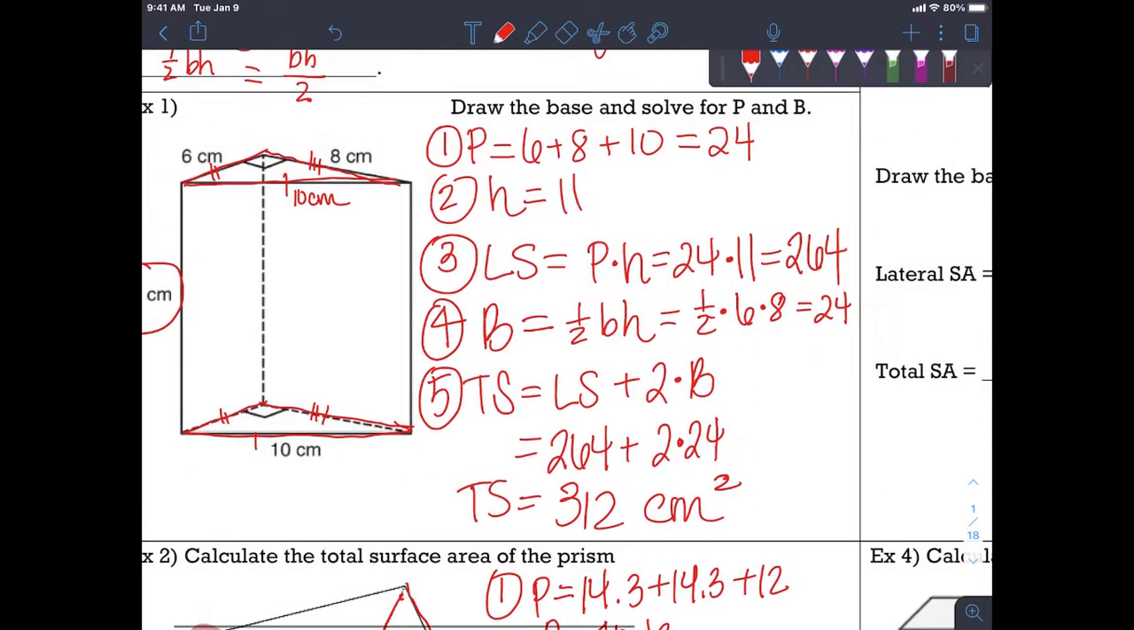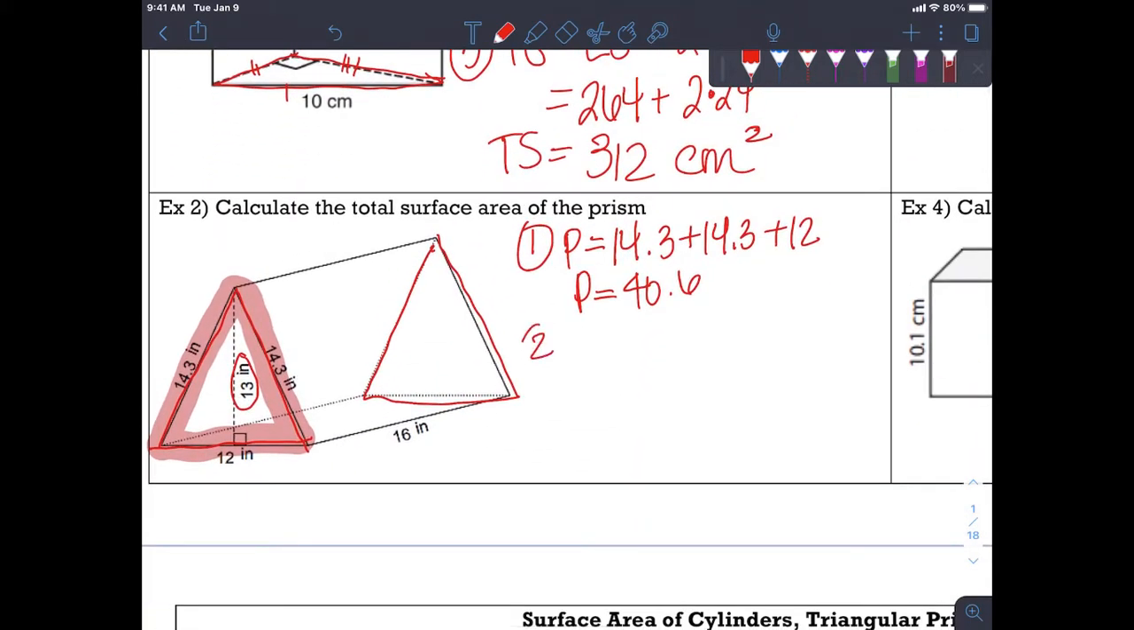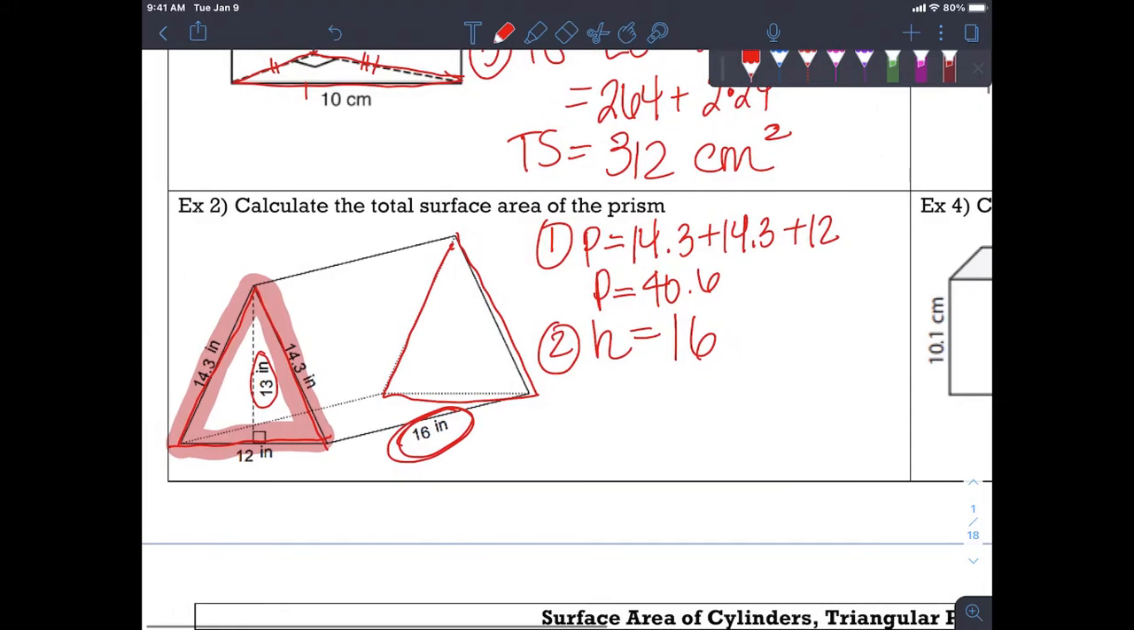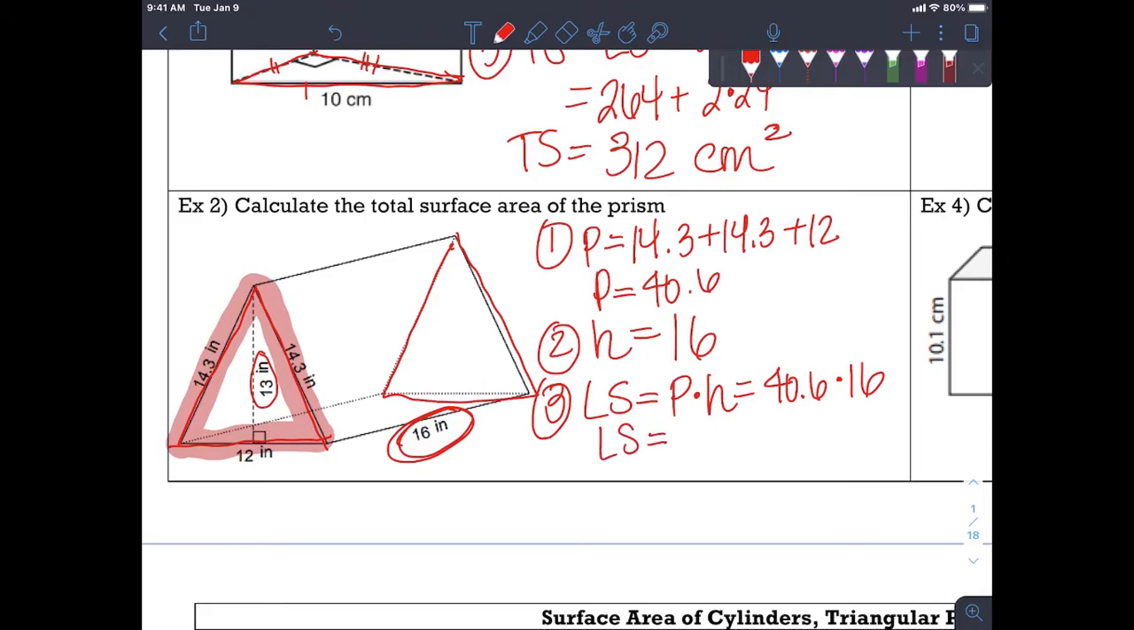Now I'm going to go to step 2. Let's locate our height. I see here if this is considered the bottom of my object, it is going to be 16 inches tall. So I'll write that down. All right, step 3. Let's go back. I'm going to calculate my lateral surface area, which is going to be equal to that perimeter times my height. Let's type that in.